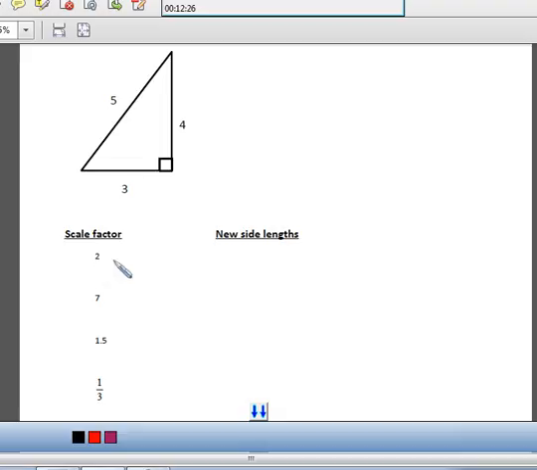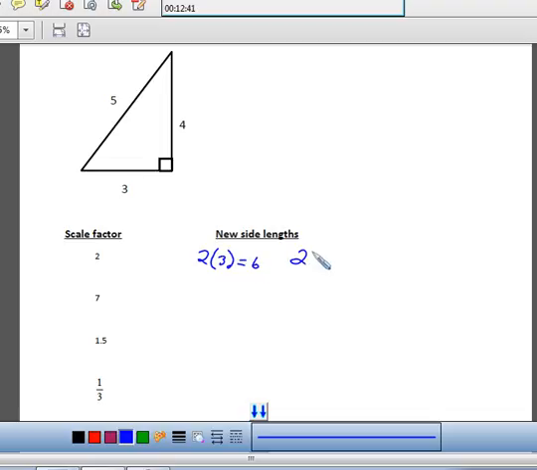So they're giving us some different scale factors to use. So for instance, here's 2. So I'm going to multiply all 3 of these sides by 2. So 2 times 3 is 6. 2 times 4 is 8. And 2 times 5 is 10. So another example of the 3, 4, 5 triangle would be 6, 8, 10. I could multiply all 3 sides by 7. Actually, I'll let you do that on your own.